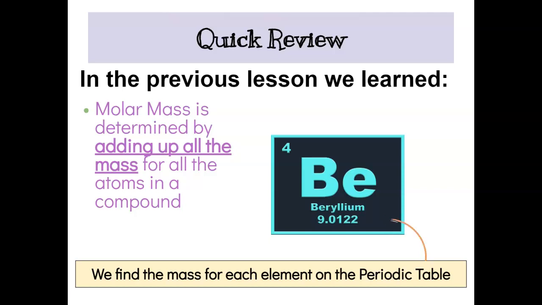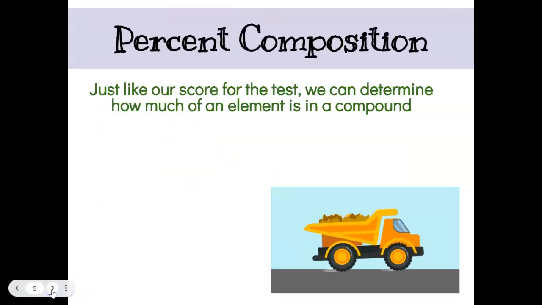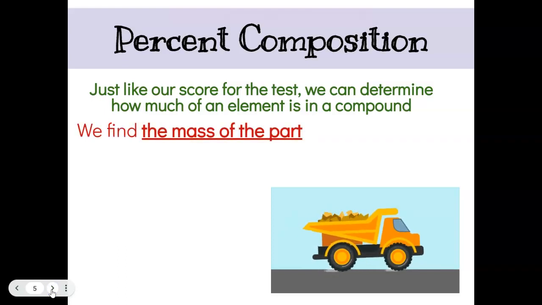So we just have to make sure we're counting our atoms correctly and we're getting our average atomic mass from the table. All right, so now let's talk about percent comp. Just like our score for the test, we can determine how much of an element is in a compound. So like if we're looking at sodium chloride, we can say, okay, this percentage of this compound is sodium, or this percentage is chlorine based on its molar mass. So here's how we do that.